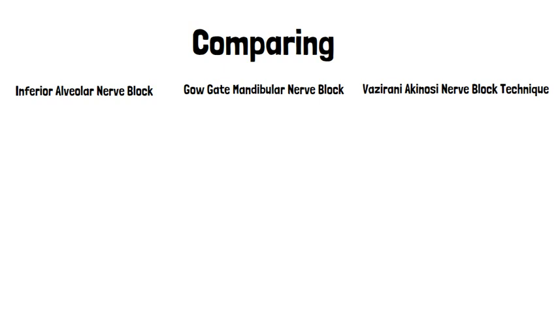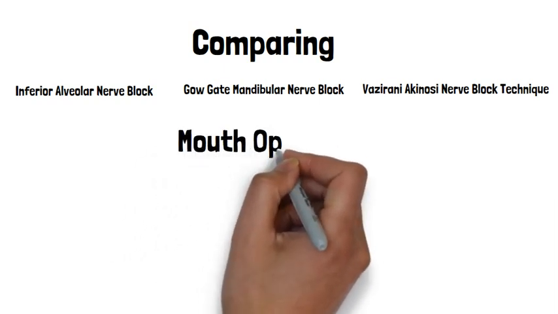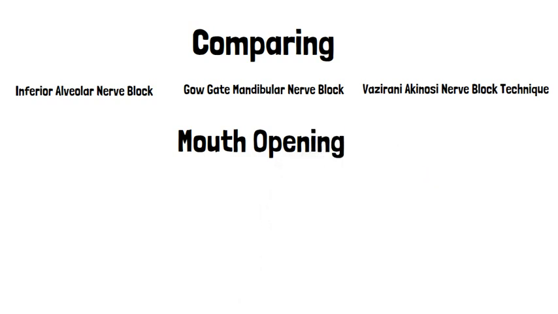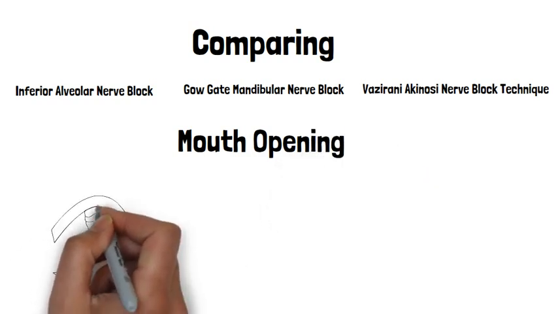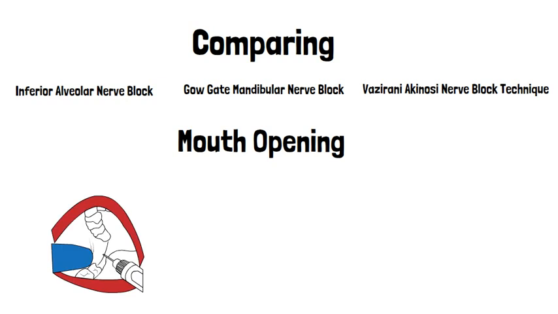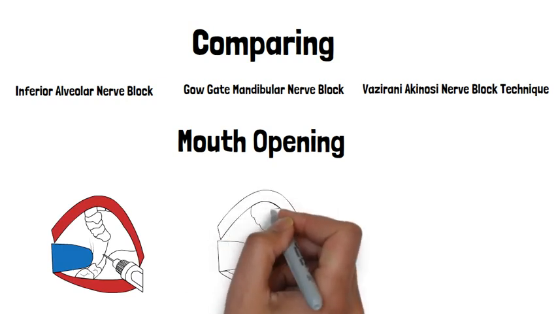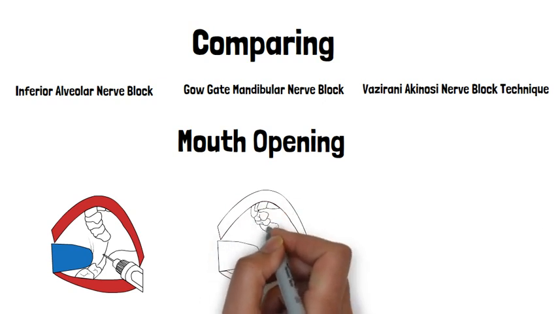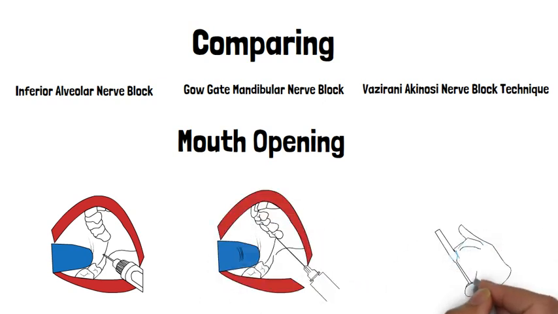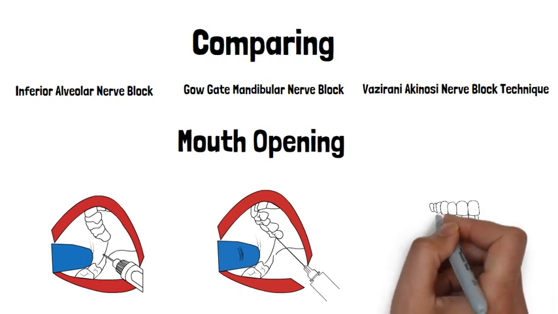The differences are on the basis of mouth opening, landmarks and technique, anatomy, nerves that are anesthetized, and areas that are anesthetized. In the inferior alveolar nerve block technique, the mouth opening should be normal. While in the Gow-Gates mandibular nerve block technique, the mouth opening needs to be completely wide open. And the Vazirani-Akinosi technique is a closed mouth technique.